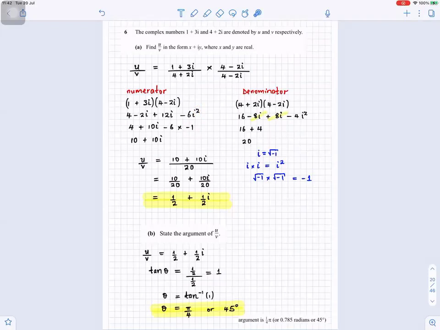Now you put the two together. The denominator is now 20, and that's the numerator there. So it's 10 divided by 20 plus 10i divided by 20, which is a half plus a half i. Part B, state the argument of u over v. u over v is half plus a half i. The argument: tan theta is half divided by half, which is 1. Inverse tangent of 1 is pi over 4 or 45 degrees. So the argument is pi over 4 or 0.785 radians or 45 degrees.